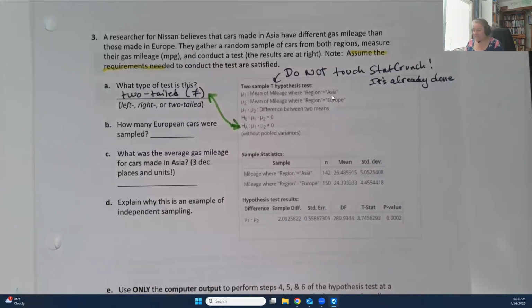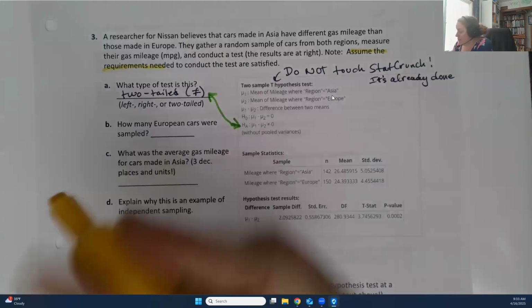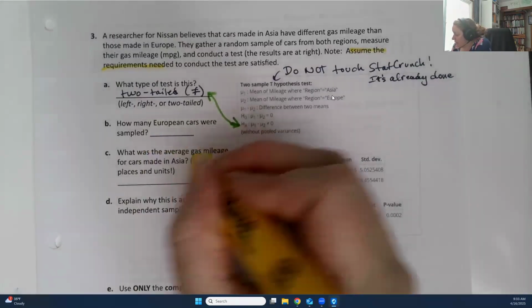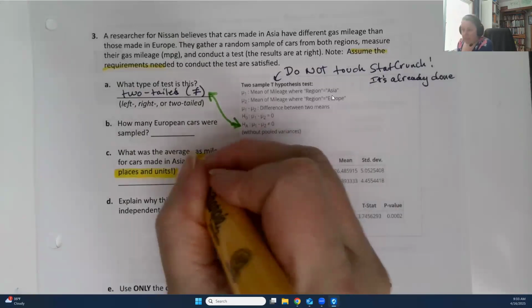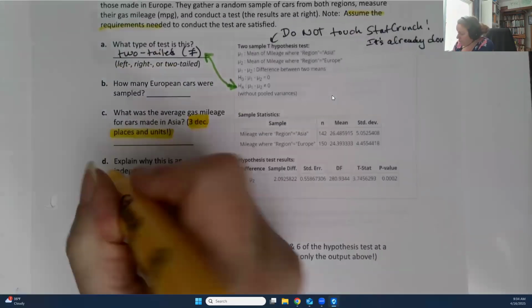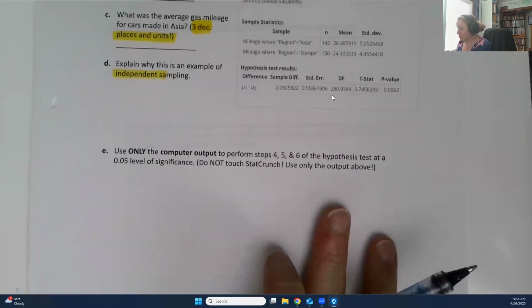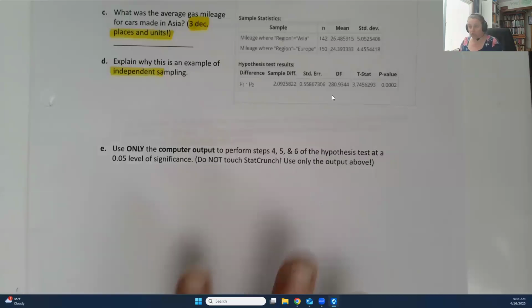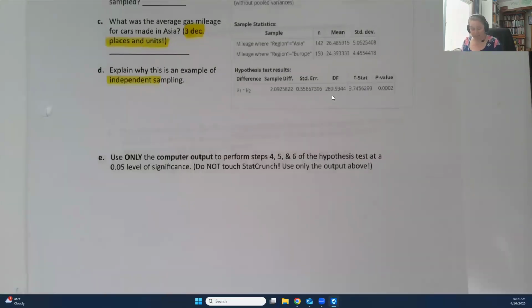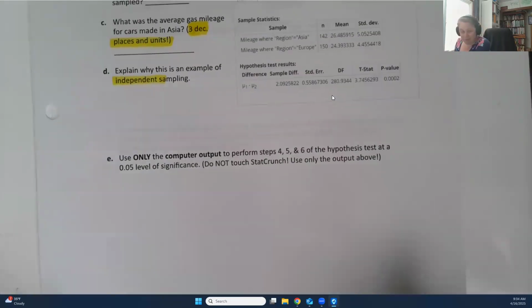All right, I'm going to let you guys do B, C, and D. I think you guys will be fine. B, C, D is kind of reading what's in there and analyzing what's there. Don't forget to include units and decimal places. I want to help you with E because sometimes students get confused. We're trying to do just steps 4, 5, and 6 of the hypothesis test. I always have some students that freak out and want to do the whole thing. It bothers them that we're starting halfway through. They're like, I want all the steps. Okay, fine.